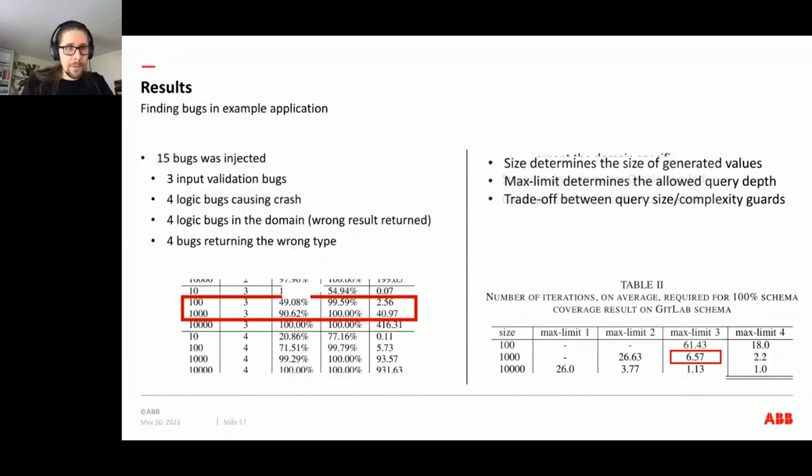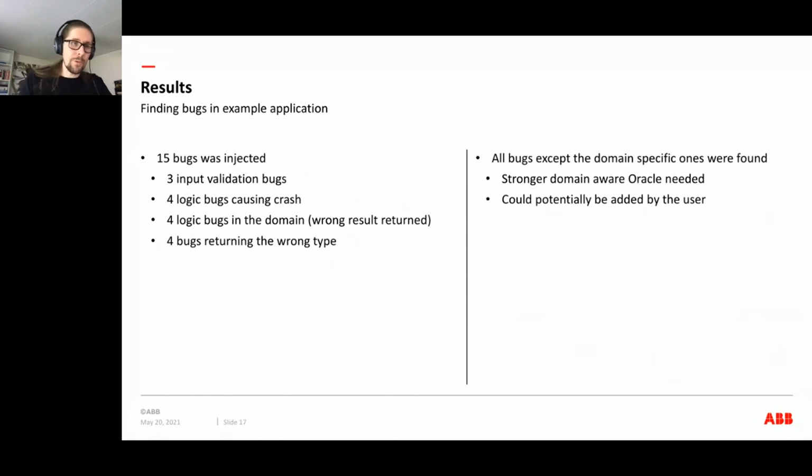So for the fault finding, on the controlled example, we had 15 bugs injected. There were input validation bugs, logic bugs causing a crash, and logic bugs in the domain where the wrong result was returned, maybe a 4 instead of a 5. And the 4 bugs are returning the wrong type. So we could find all bugs except the domain-specific ones. We didn't know the correct answer to a query there. So there we need stronger domain-aware oracles. And it's a common oracle problem in test automation.